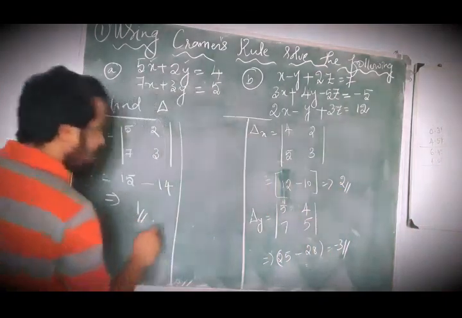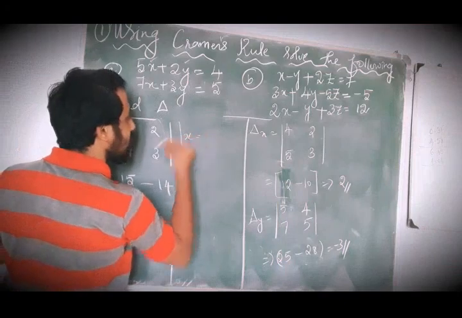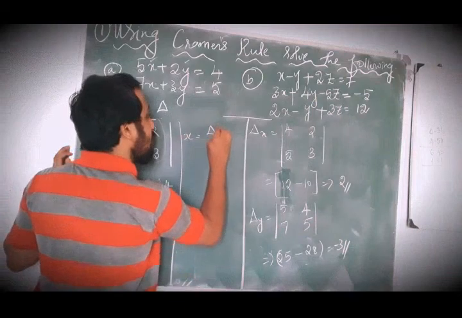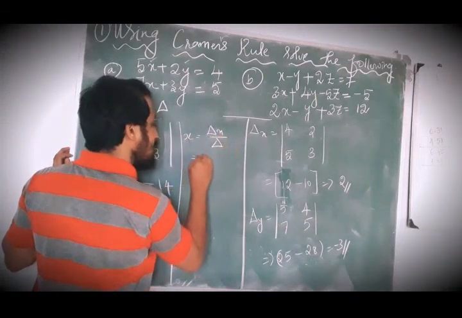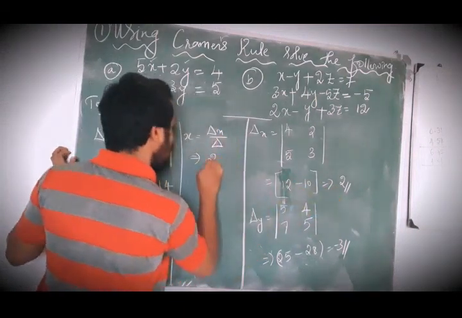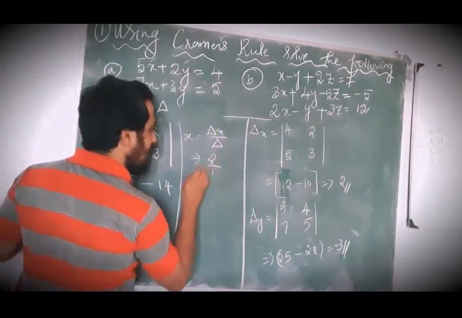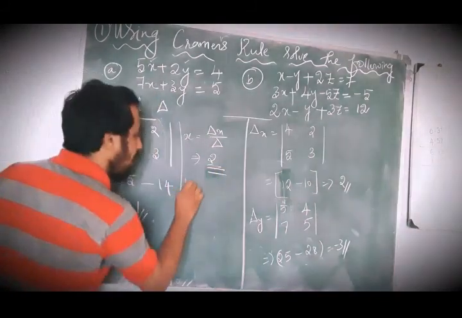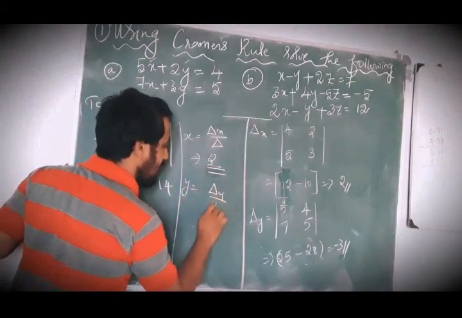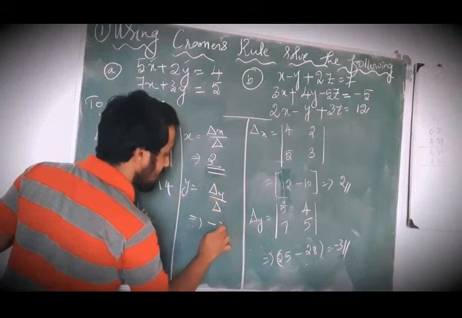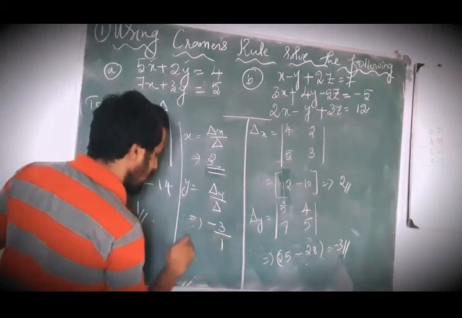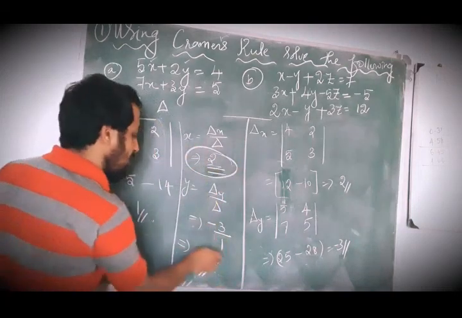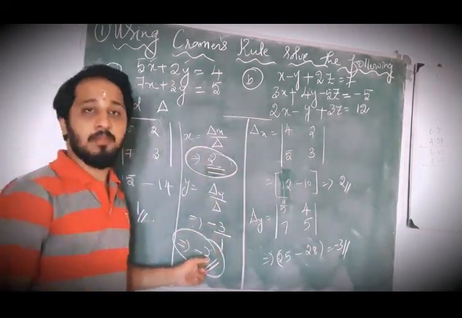Now to find the x value and y value, as per Cramer, x is equal to delta x by delta. Delta x is 2 and delta value is 1. So the value of x is 2. Now y is equal to delta y by delta. Delta y is minus 3 and delta value is 1. Answer is minus 3. Therefore, the value of x is equal to 2 and value of y is equal to minus 3. Is it clear?